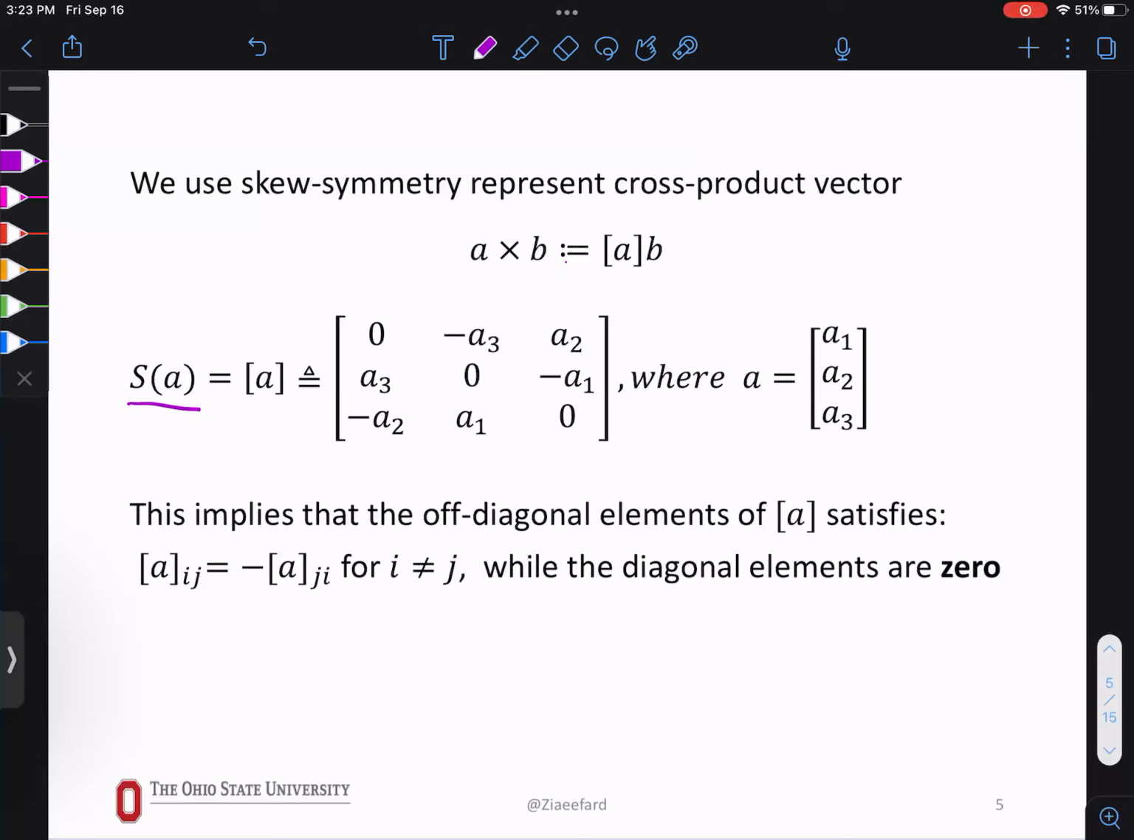Because that's the definition, A cross C, the first vector becomes a skew symmetric, not the second. The order is important. It's a definition. You follow the definition. There's no why, not the other way around.